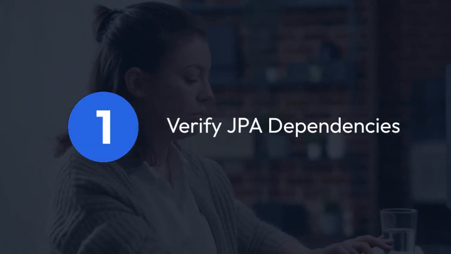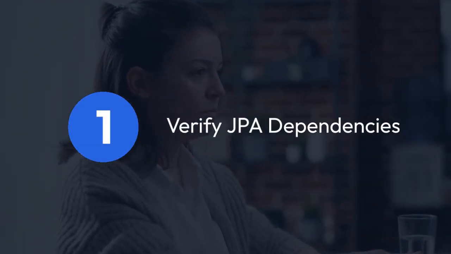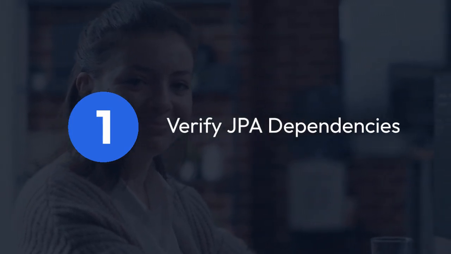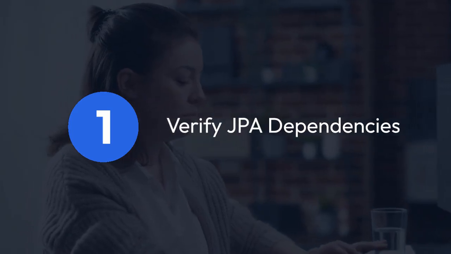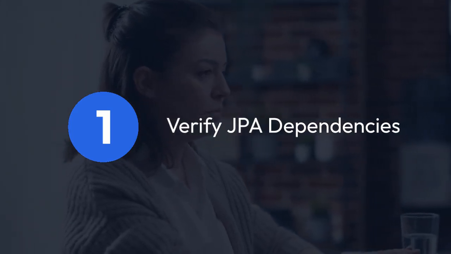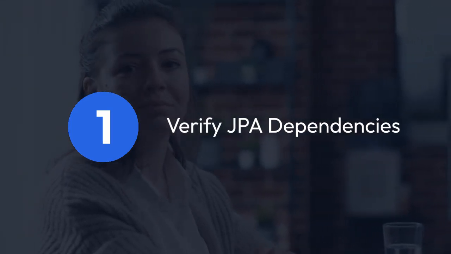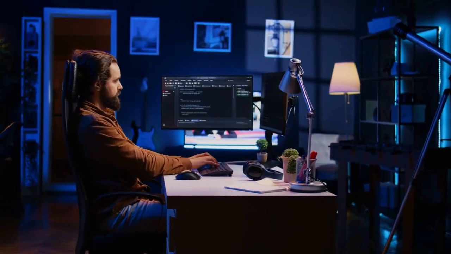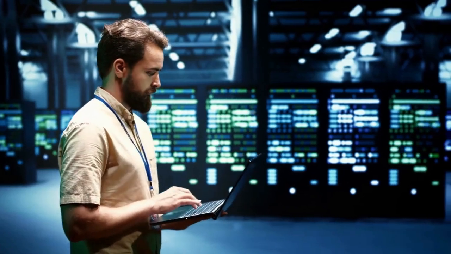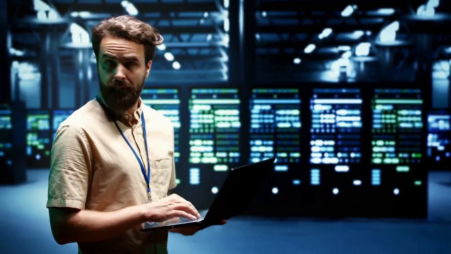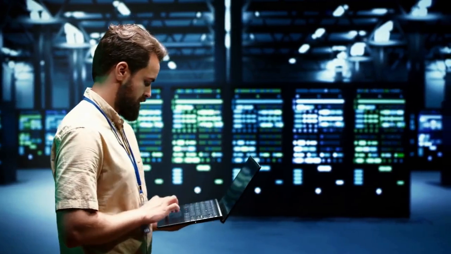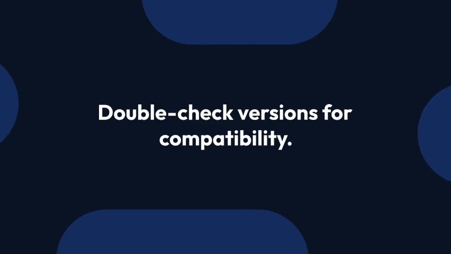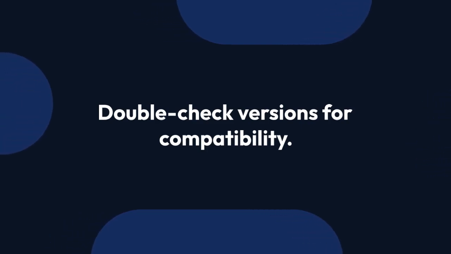1. Verify JPA dependencies. First, ensure you have the correct JPA and database driver dependencies in your pom.xml for Maven, or build.gradle for Gradle. You'll need Spring Data JPA, a JPA implementation like Hibernate, and a JDBC driver for your specific database, for example, MySQL or PostgreSQL. Double-check versions for compatibility. A missing or incorrect version is the most frequent cause.